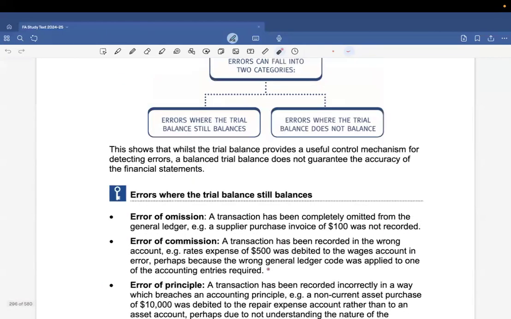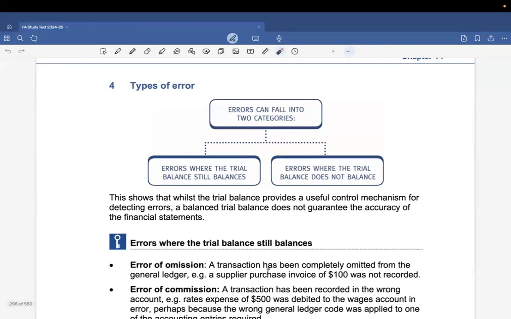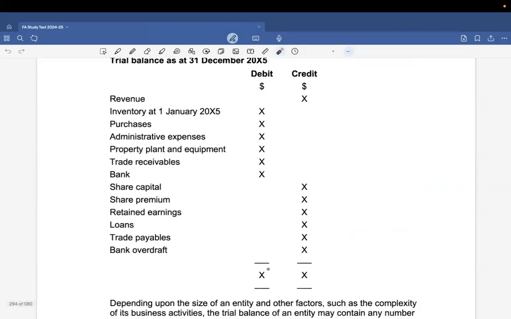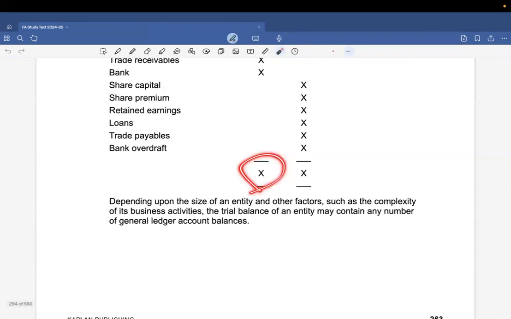Clear? Okay, so we are jumping on to the next portion of the chapter, that is types of errors. Human errors are very natural. That means when we prepare accounts, we are going to commit some errors, right? It's unavoidable. So we divide these errors into two categories. The first category is where the trial balance still remains the same. That means if you have prepared your ledgers well, your trial balance on the debit side and on the credit side should be equal to one another.